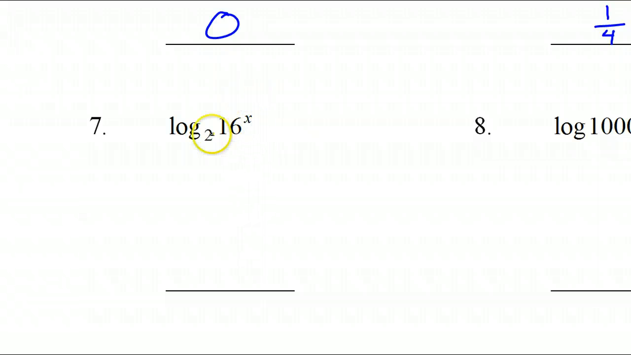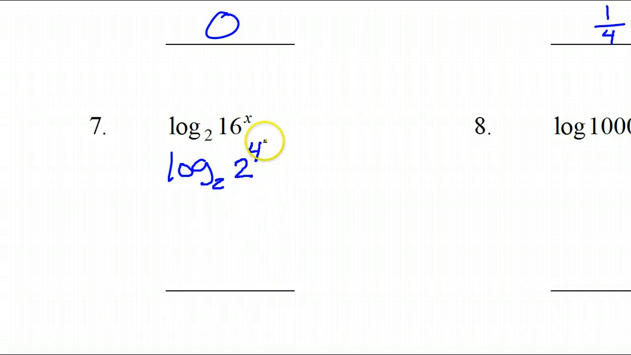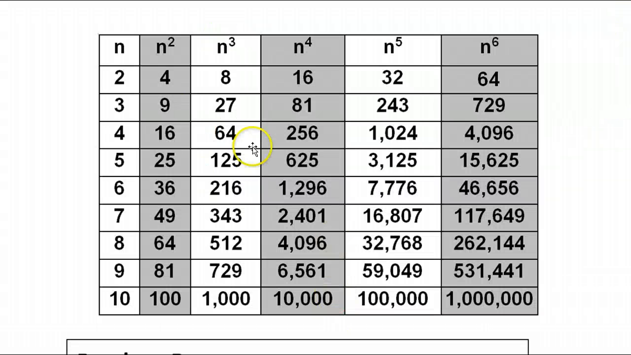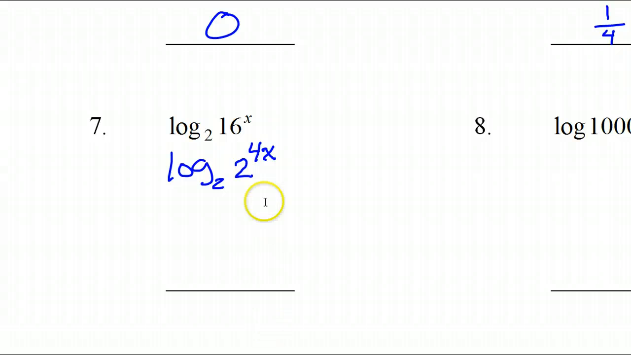Oh, I have this x sitting here, so I'm going to do this a different way. Here's how I'm going to do it. I've got log base 2. 16 is 2 to the 4th power. And that x, I'm just going to put it right next to the 4. 16, I claim that's 2 to the 4th power, but don't take my word for it. 2 to the 4th power is 16. When you have a log base 2 and a base 2, these cancel each other out. So the answer is just going to be 4x.